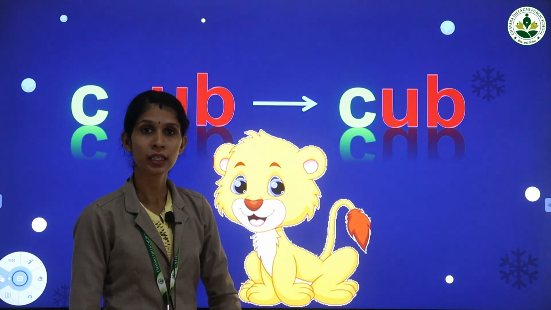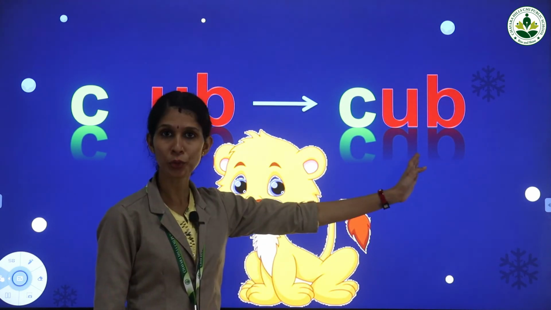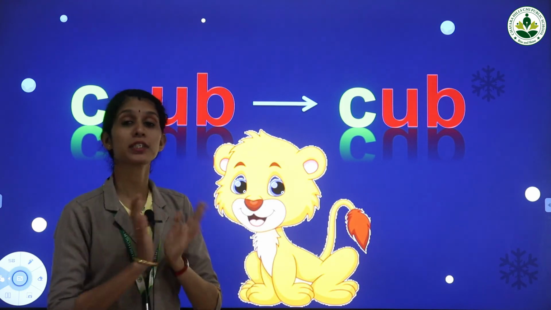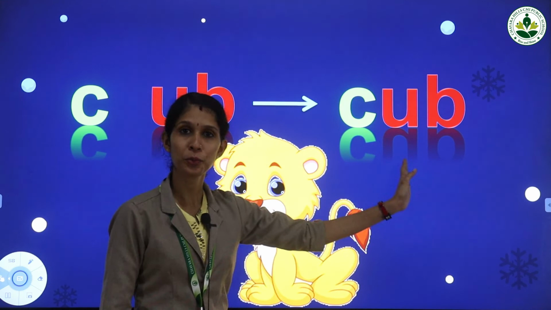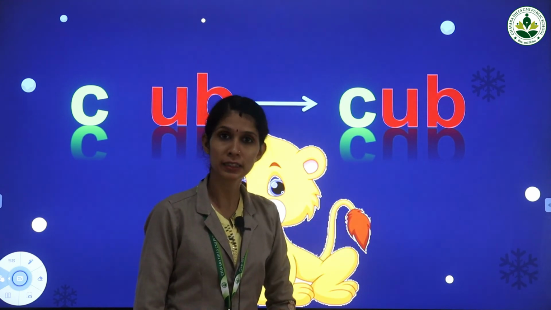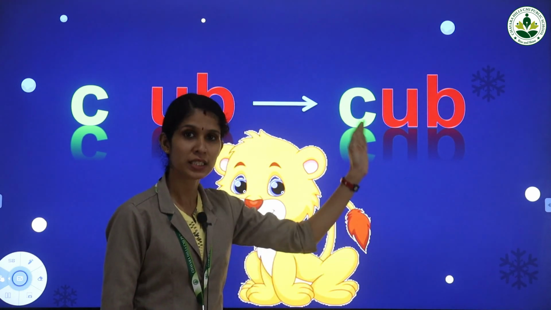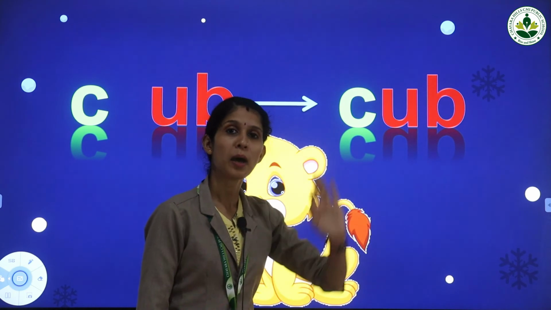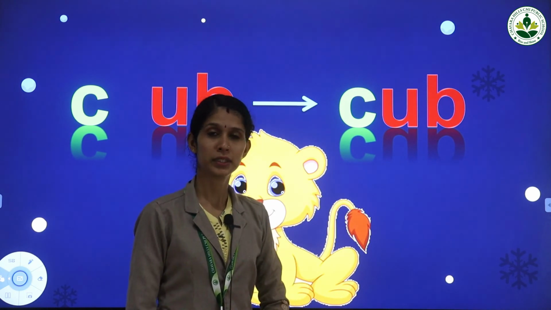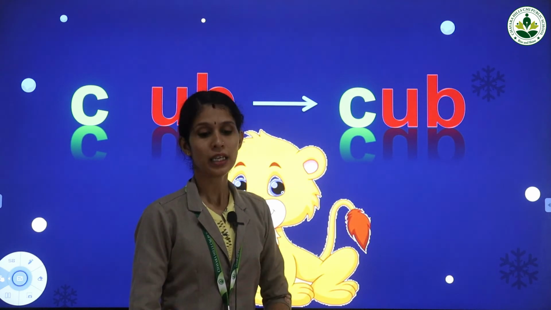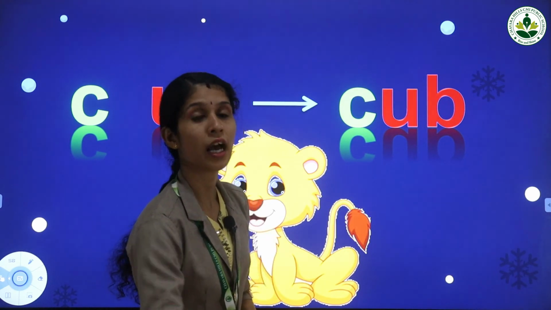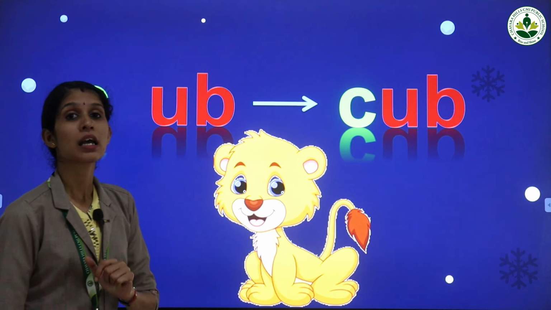Can you say the spelling of the word cub? C U B. Very good, children. What is the spelling of cub? C U B. Cub. Once more. C U B. Cub. So we learned our first word, which is cub.